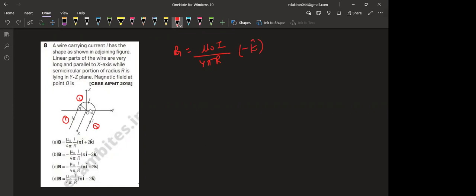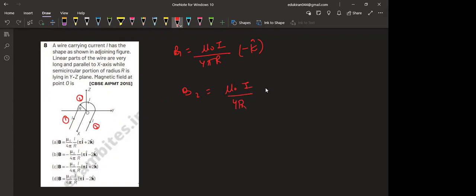Similarly, for the circular portion, this is mu naught by 4 pi. You can write it as mu naught I by 4r as well, because this is just a semicircle. So mu naught I by 4r also you can write, because that is the formula for it, and again it is the same thing, minus k. And for the third one it is the same thing, mu naught I by 4 pi r. So B2 will be mu naught I by 4r.